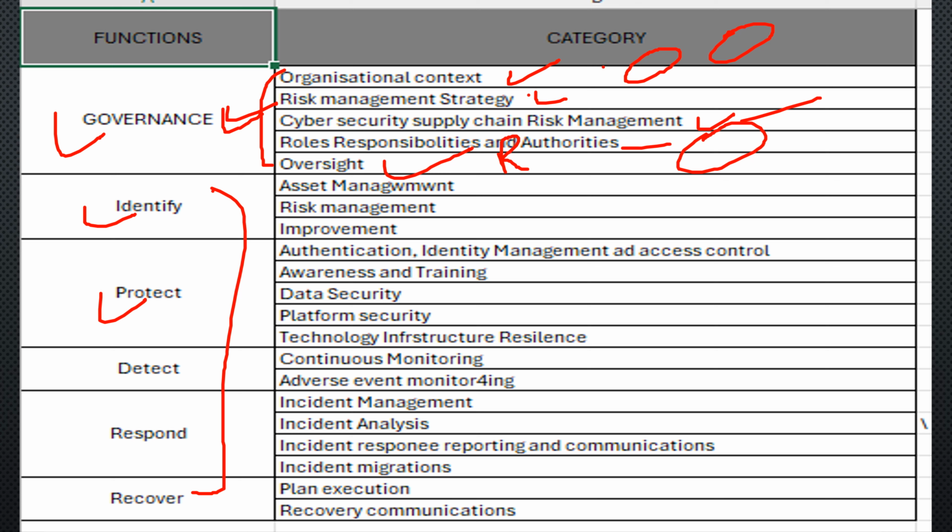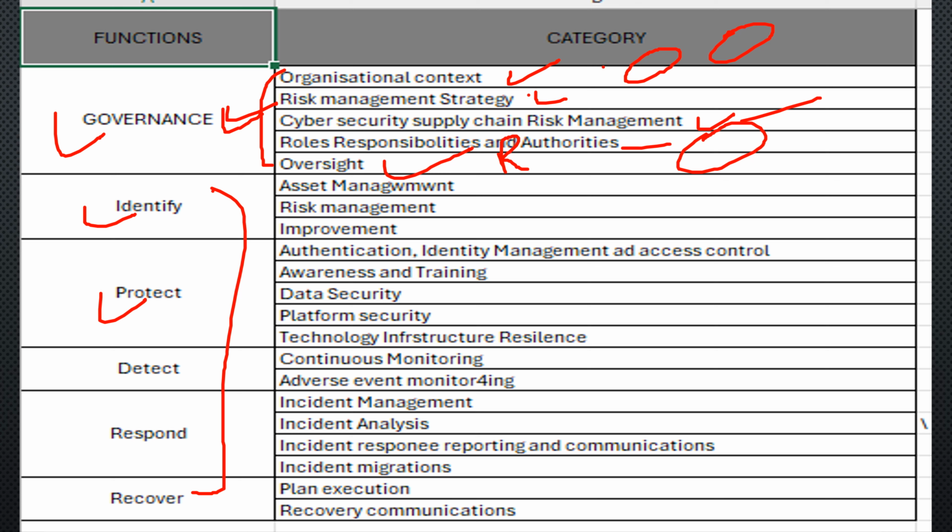Govern addresses the understanding of organizational context, the establishment of cybersecurity strategy and cybersecurity supply chain risk management, roles, responsibilities, and authorities, policies, and the oversight of the cybersecurity risk strategy.